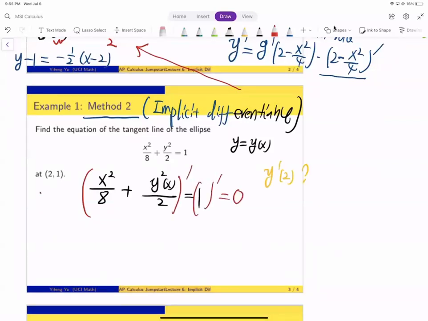Of course, with respect to x, this is d/dx. Take the derivative with respect to x. Now, what do we get here? The derivative of this one is just x over 4. Now, what's the derivative of this? We use the chain rule.